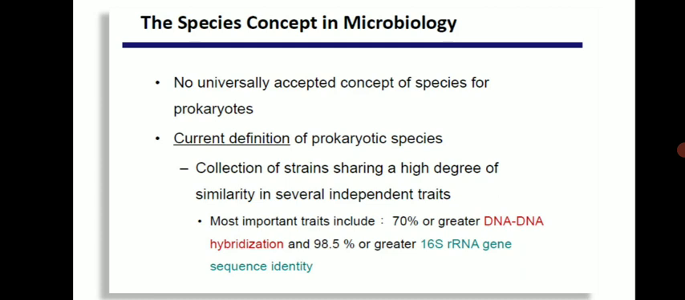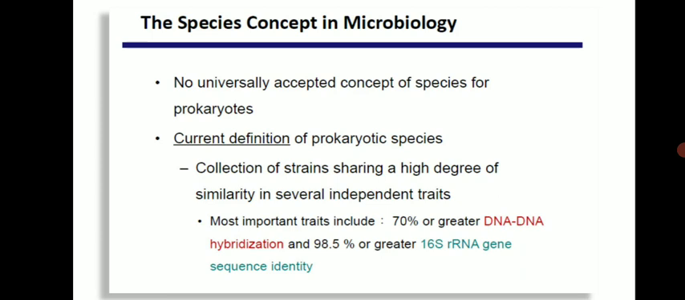Now what is a species in microbiology? As I told you in the previous lecture, virtually there is no accepted concept of species for prokaryotes. So generally what we consider a species is a group of strains having similar features. A collection of strains sharing a high degree of similarity in several independent traits is known as a species in the case of prokaryotes or bacteria.